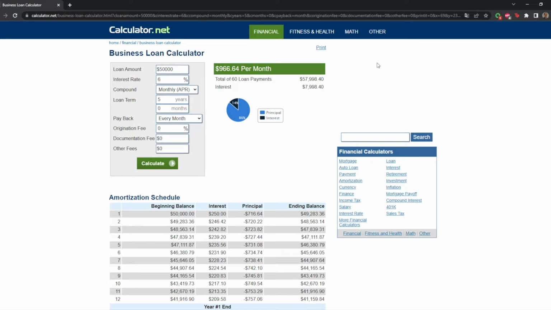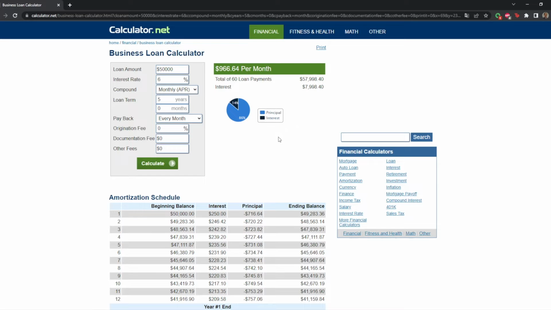So right now, the loan amount that I have in here is $50,000. The interest rate is at 6%. I have the term of the loan at 5 years. Now, you might have some origination fees or documentation fees or just other fees if you're doing a mortgage. But for this example, we're going to stick to a basic car amortization schedule. So most people have a car loan that's $50,000 or less, so that's why I chose that amount.